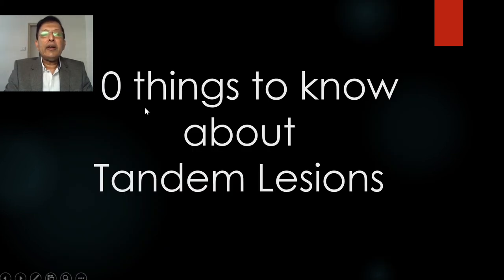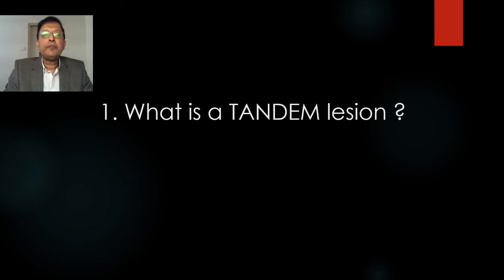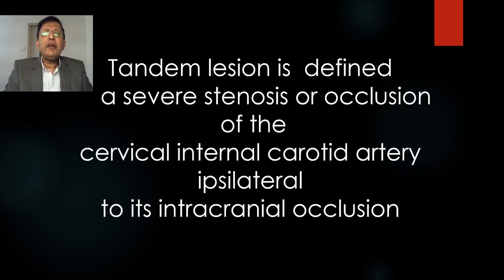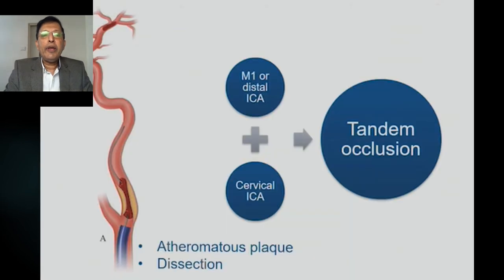In the next 15 minutes, I'll share 10 things which everyone should know regarding these abnormalities which are called tandem lesions. The first thing I'm trying to discuss is what exactly a tandem lesion is. A tandem lesion is defined as a severe stenosis or occlusion of the cervical internal carotid artery, which is ipsilateral to the intracranial occlusion. I'll make it more clear.